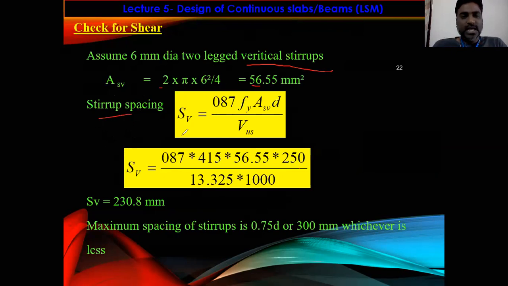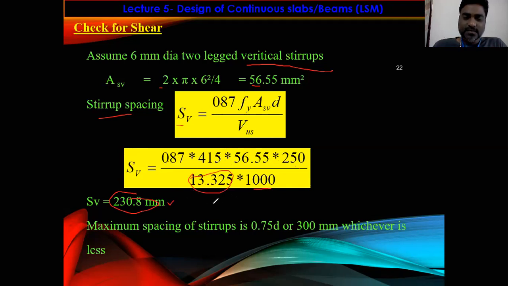And the spacing should be calculated for vertical stirrups from this equation, that is SV equal to 0.87 f of y into A of SV into d by VUS. So if you substitute the values, that is 0.87 into 415 into 56.55 into 50 by 13.25 into 1000, that is in terms of meters. So I got it as 230.8 mm, right? So this is the spacing required to resist this much of force.